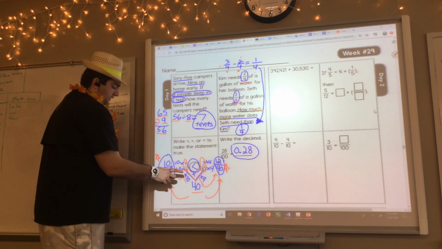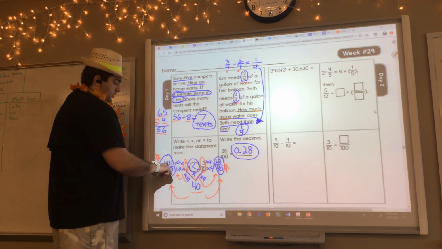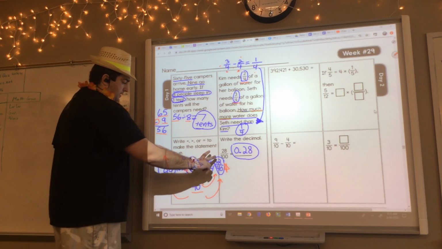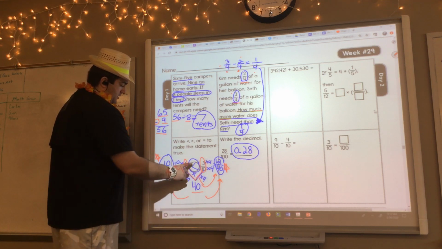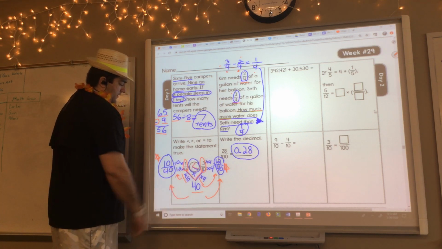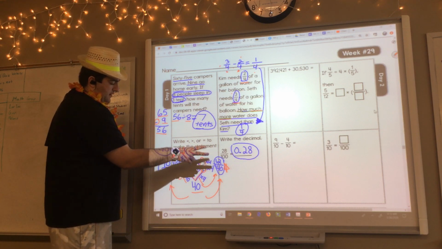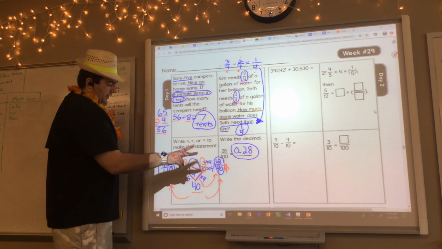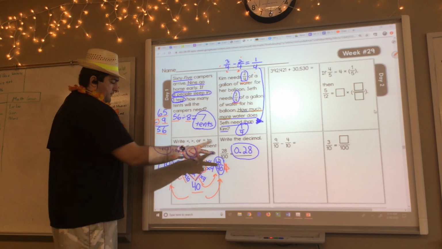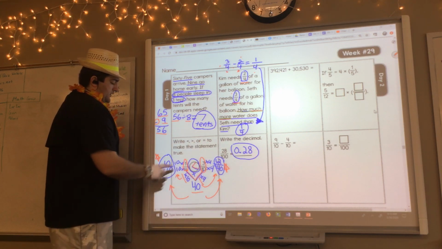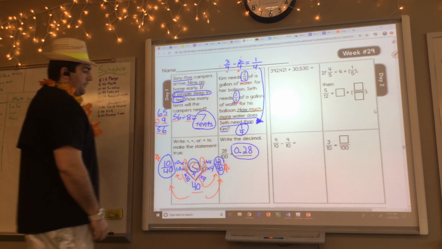You don't compare these because they're the same common denominators. So take your numerators. You got 10 and 12. Which one's bigger? 12 is bigger, so your arrow is your mouth, you eat that one up. So the alligator mouth eats that one up. So you got the less than symbol. All right.